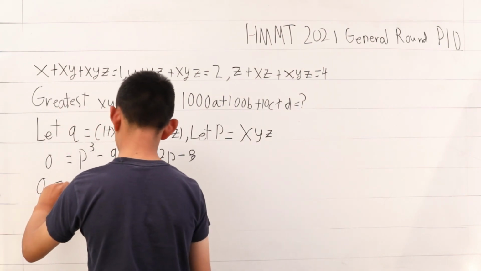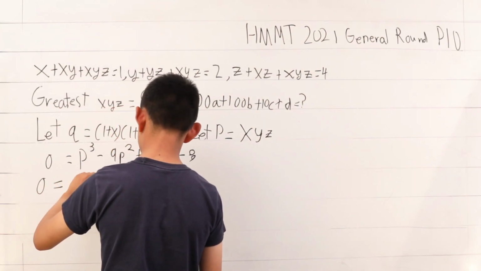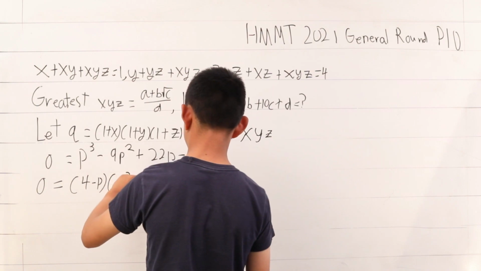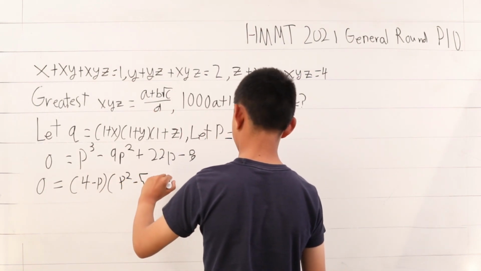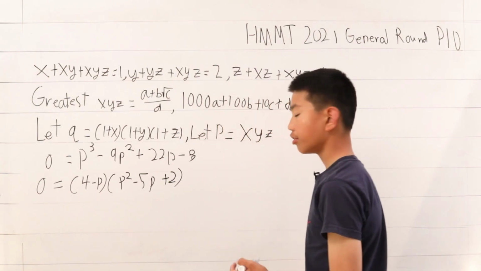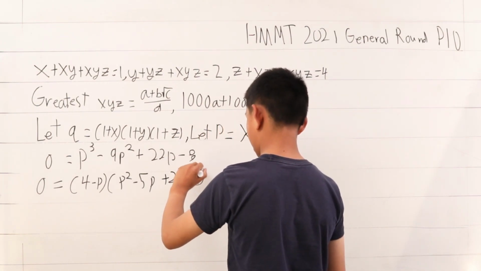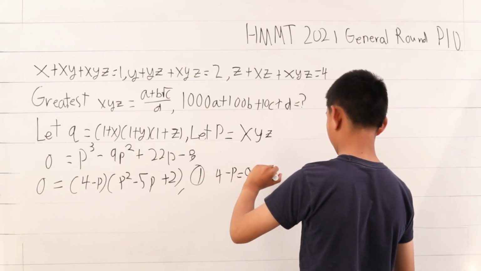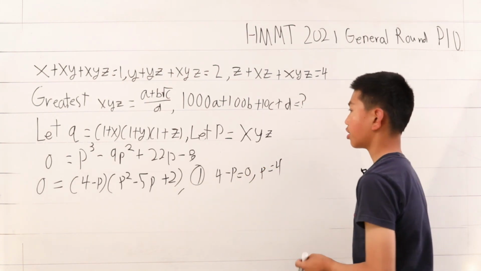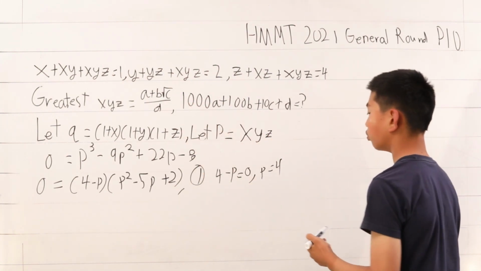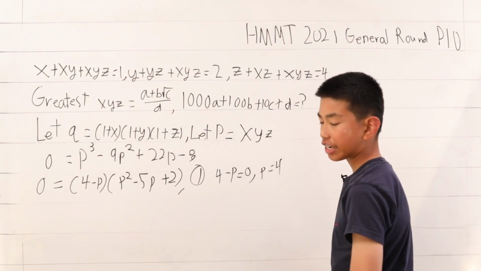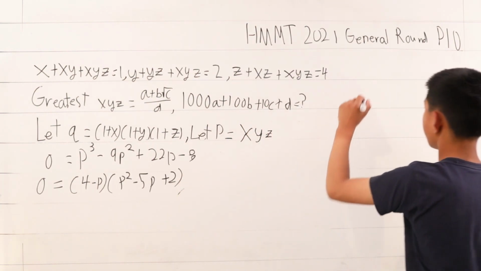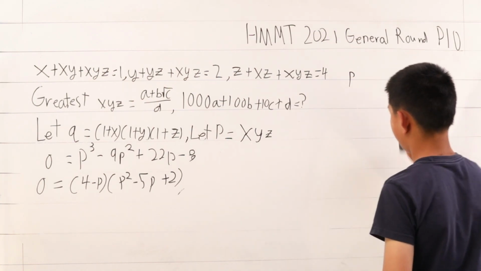And by whatever method works, we can take out that root to get 0 is 4 minus p times p squared minus 5p plus 2. Now, we have two cases here. The first case, where 4 minus p is 0, where p is 4. Now, that can't be right, because it looks nothing like this. Even so, we still have to check the other one to see if it's greater. So let's do that. So second case.